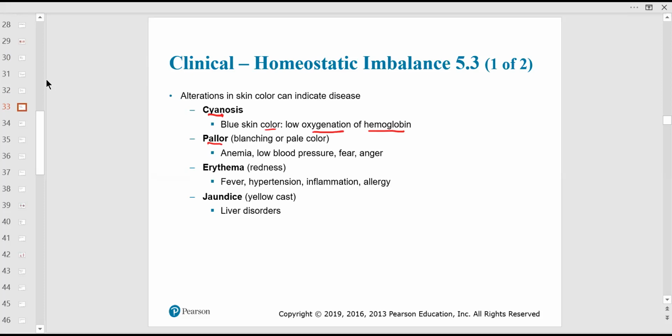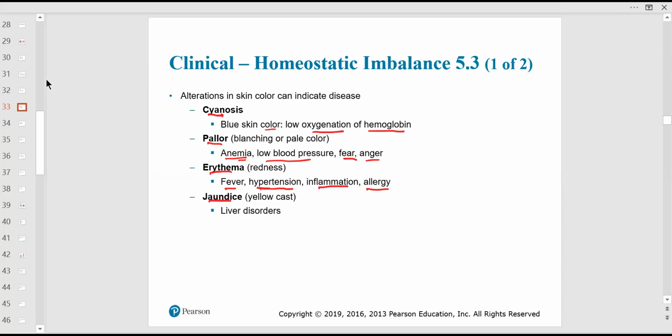Pallor is like a whitish blanching, lose that redness. That could be low blood count, like anemia is low red blood cells, or a drop in blood pressure. Anxiety, right? Fear, anger. Erythema, anything with a rith is redness, like high temperature, maybe hypertension. You don't always see that. Or inflammation, things get red. There's too much histamine in the area. You just got stung by a bee and it's reddish. A lot of blood filtering and vasodilation. And certain allergies cause redness.